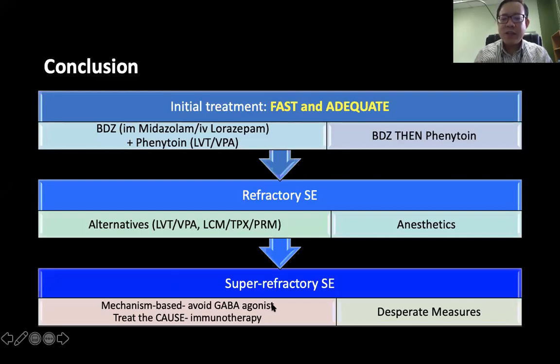Then the next one, in a desperate situation, remember ketamine. Ketamine works at the glutamate receptor. If not ketamine, then you think about immunotherapy if the etiology is slightly autoimmune.